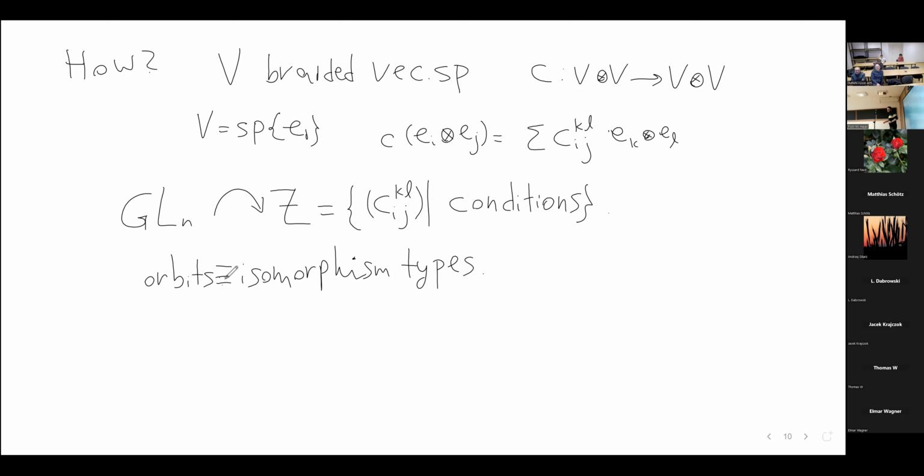Okay. What is n in relation to these indices i, j, k, l? Are they running from 1 to n? The dimension of V is n. But this is just a bunch of numbers. Yes, and they satisfy the conditions. But it lives in a vector space of what dimension? Of dimension n to the 4. And this is what you act on with GL_n. Yes. If you think of it, it's going to be the representation V tensor V tensor V dual tensor V dual.